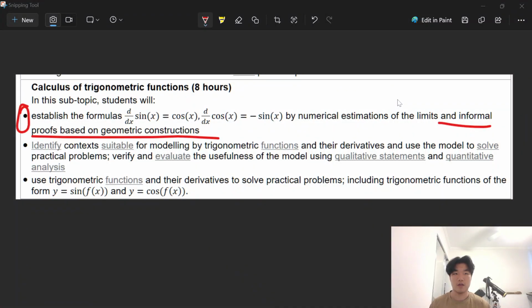Okay, so I just wanted to make a quick video on this syllabus dot point for math methods. It says establish the formulas that the derivative of sine equals cos of x, and then the derivative of cos equals negative sine of x. Right, so we know these. We're aware of these formulas. They're on the formula sheet, so that's fine.